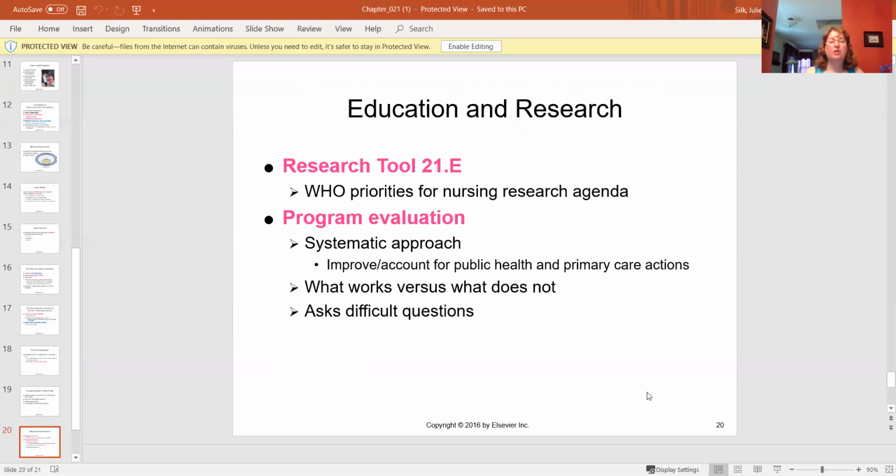And then with education and research, the World Health Organization priorities for nursing research agenda would be something you should be looking at. And then you need to do a program evaluation to evaluate how you're doing with your program. So you take a systematic approach, you improve or account for public health and primary care actions, and then you look at what works versus what does not, and ask difficult questions as part of that.